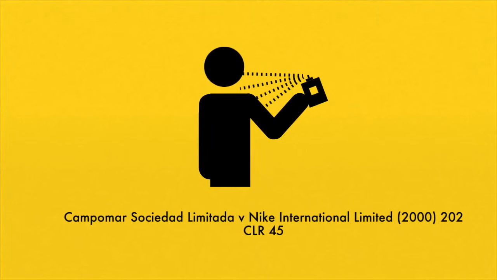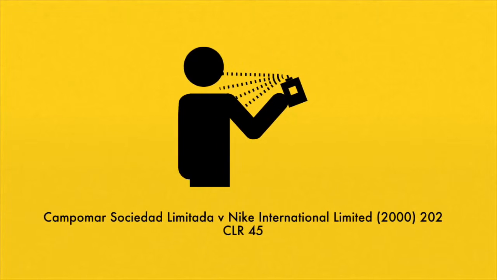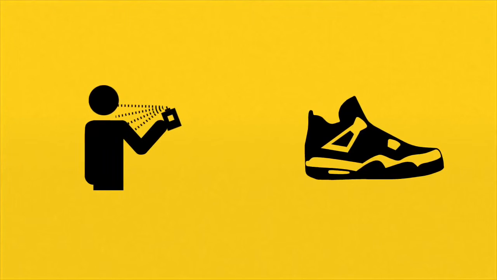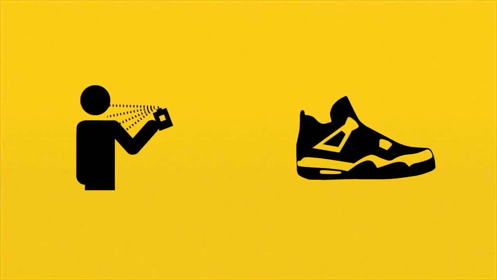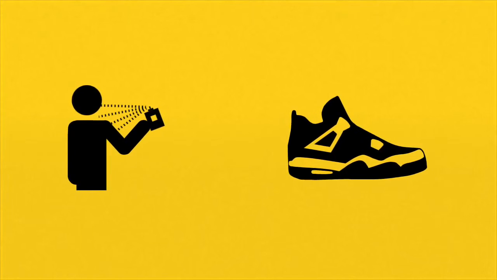In Campoamar Sociedad Limitada and Nike International Limited, Nike applied for the removal of Campoamar's trademark Nike Sports Fragrance. At no time did either company market goods in a similar category, and the court acknowledged that at the time of the trademark's registration, the Nike sportswear brand had not been used to a great extent in Australia. However, at the time of application to remove the trademark, the Nike sportswear brand was used to such an extent that Nike Sports Fragrance was now deceptive or confusing.